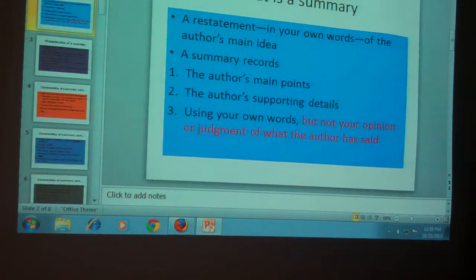And of course, we already talked about it using your own words, but what it doesn't include is your opinion or judgment of what the author has said. That's called a critique, which is quite a bit different than a summary. With a critique, you do give your opinion and judgment, but not in a summary. A summary is sticking only to what is in the article. So again, using your own words to recapture the main points and supporting details of the article. That's a summary. The rest of the slide concerns characteristics of a summary, so I'll move to the next one.